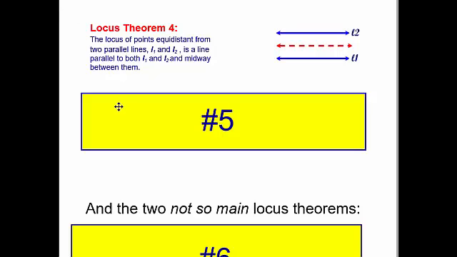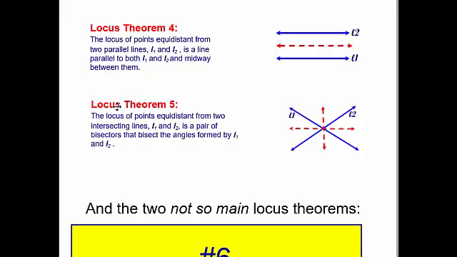And the last major locus theorem is the locus of points equidistant from 2 intersecting lines, L1 and L2, is a pair of bisectors that bisect the angles formed by L1 and L2. And not coincidentally, they will also be perpendicular to one another.